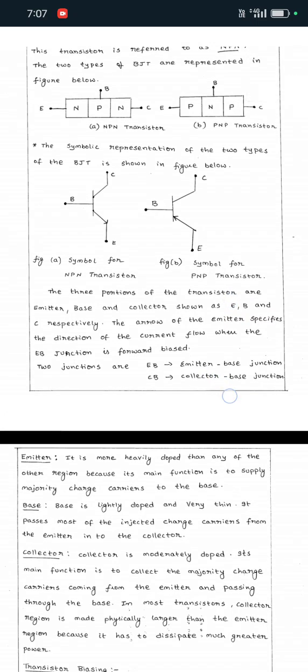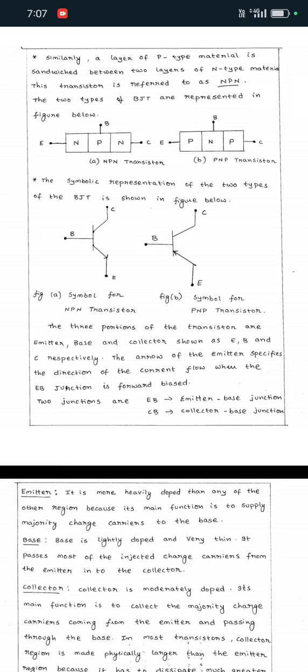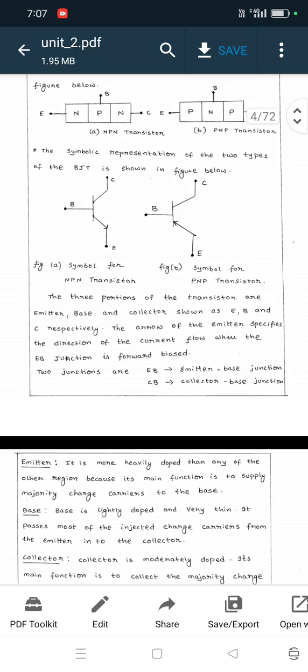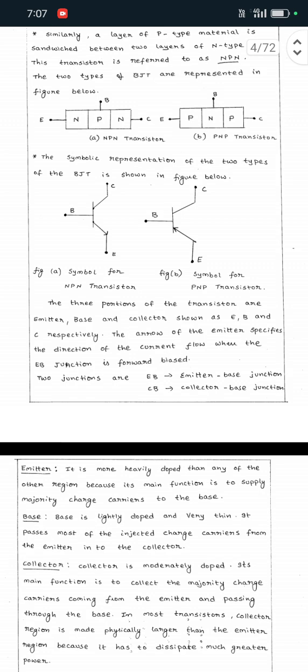Next, while coming to the construction, the three parts of the transistor are emitter, base and collector. First is the emitter. The arrow on the emitter specifies the direction of the current flow when the emitter base junction is forward biased. Emitter is heavily doped so that it can inject a large number of charge carriers into the base. So emitter is used to carry a large amount of electrons or holes. If it is an NPN transistor, it is electrons. If it is a PNP transistor, it is holes. That's why it is called a heavily doped semiconductor.